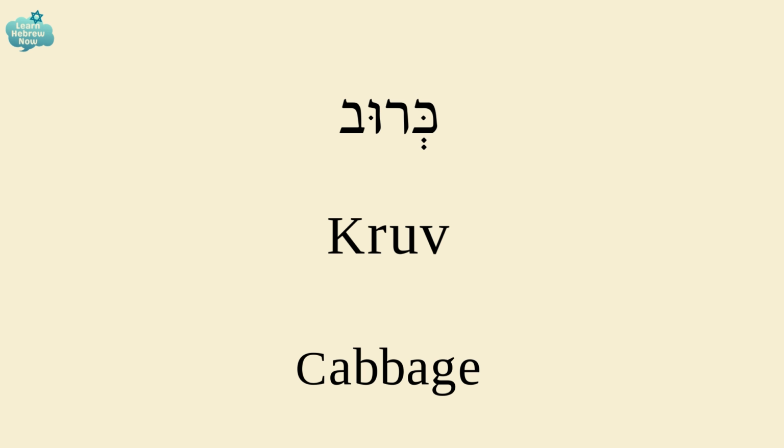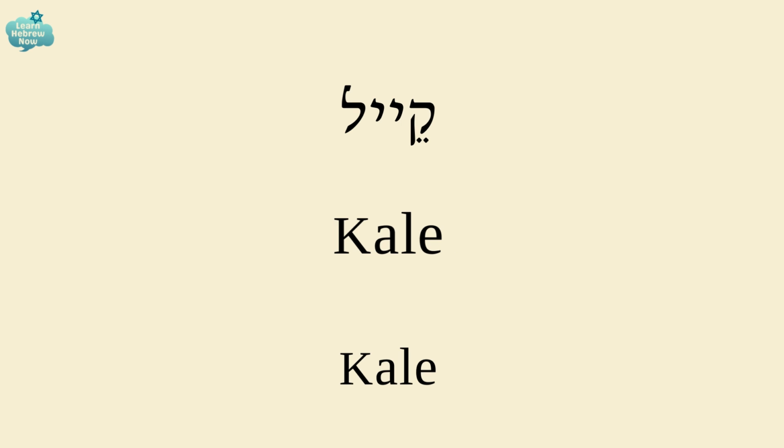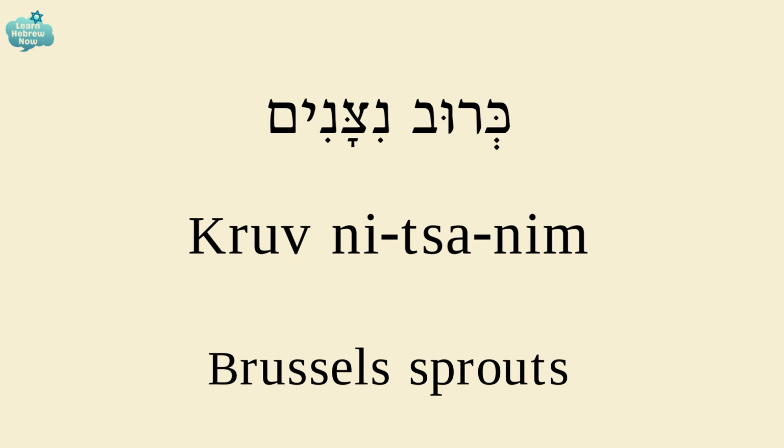כרוב. And cabbages are כרובים. כרובים. The word for kale is kale, just like in English. And asparagus is asparagus. As-pa-ra-gus. Brussels sprout is כרוב ניצנים.